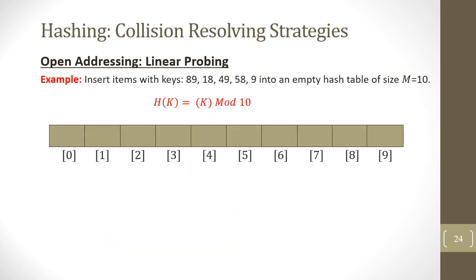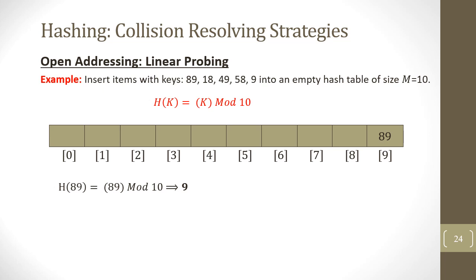Let's look at an example of open addressing using linear probing. We have 5 items that we need to insert in the hash table of size 10. In this case, our hash function will be key value mod 10. We start off with the first value of 89 and take mod 10 of 89, which is 9, and we go look for the 9th index here, which is empty. So 89 will be placed in the 9th index.